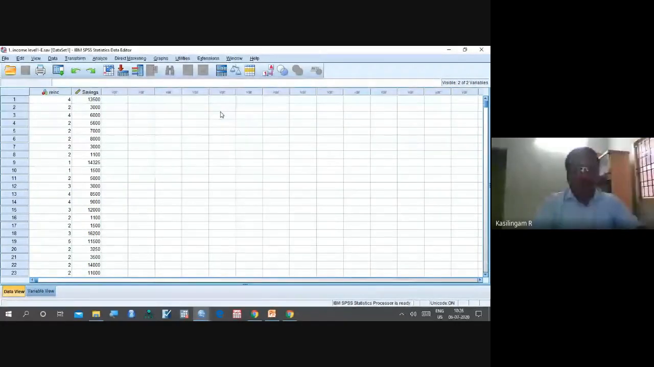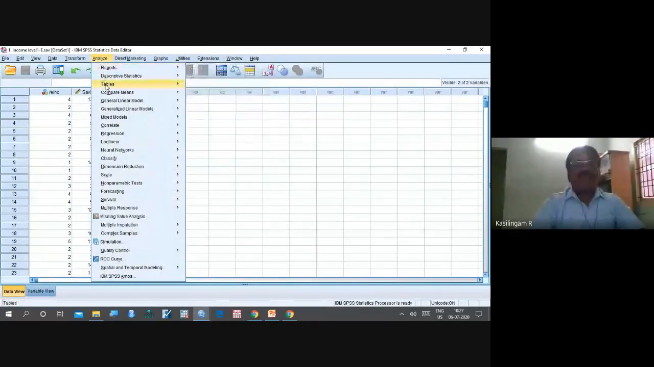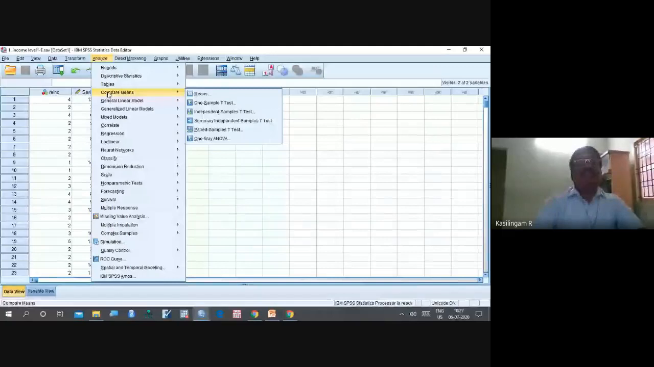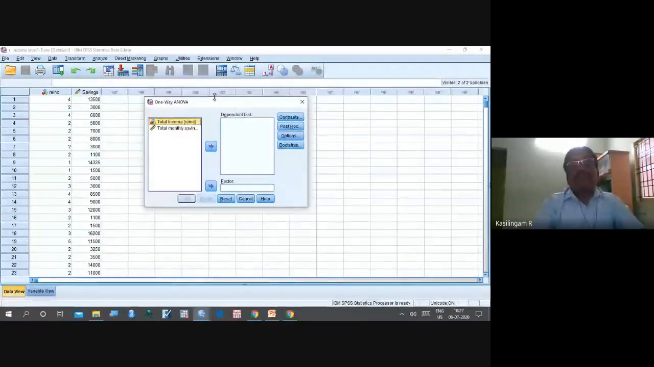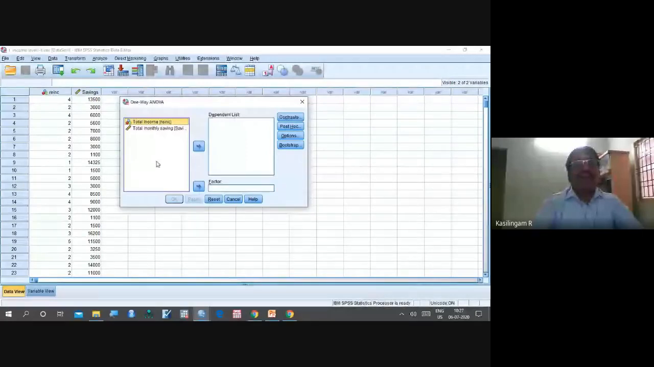Now, as I have already told you, for ANOVA I have to go to Analyze, then Compare Means. Then I am getting a list. In the list, I have to select One-Way ANOVA. Now I am getting a box, and in that box I have two variables.